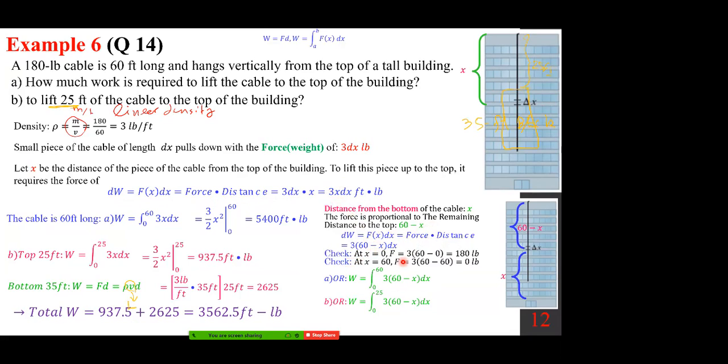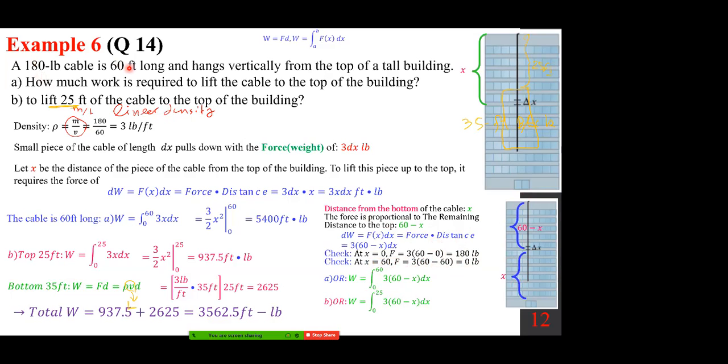If you check it out at x equals 0, when the distance to the bottom is 0, that you're right here, the force is 3 times 60 minus 0, which is 180 pounds. You're looking at the entire cable. What if at x equals 60, you're all the way up? If you plug in, then there is nothing. You're completely up and it covers nothing and therefore no weight whatsoever.